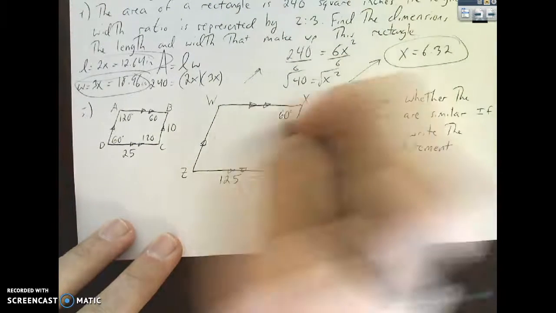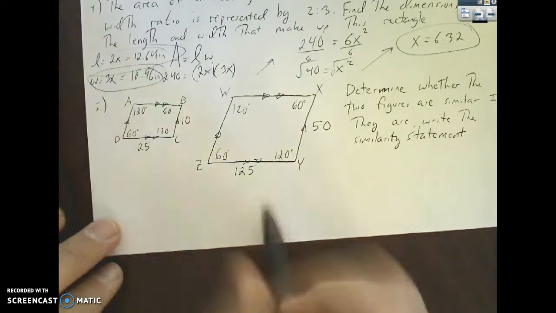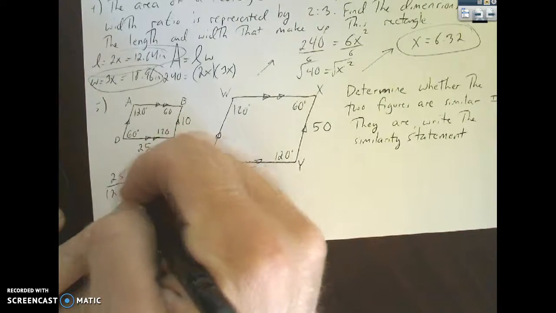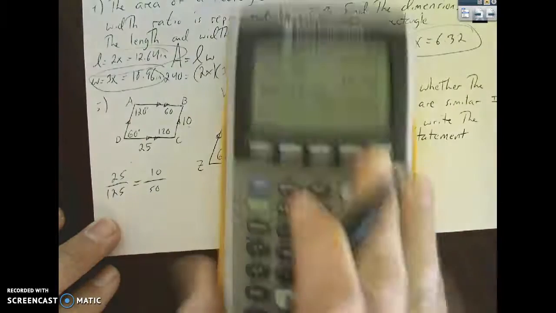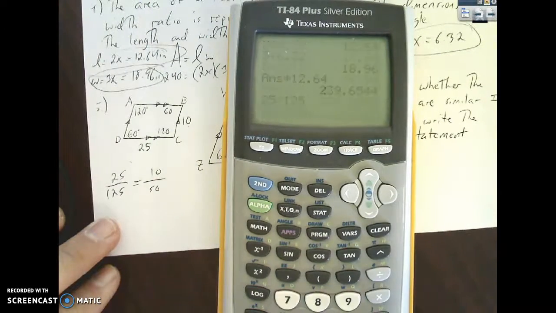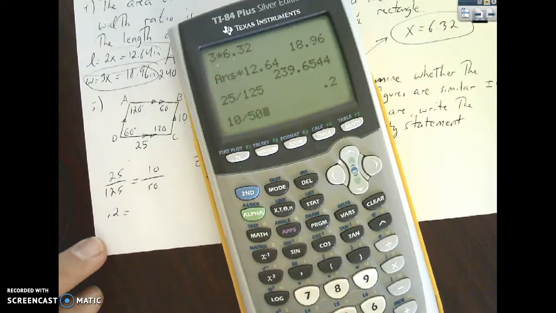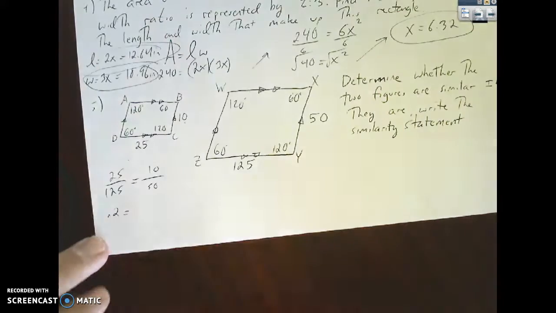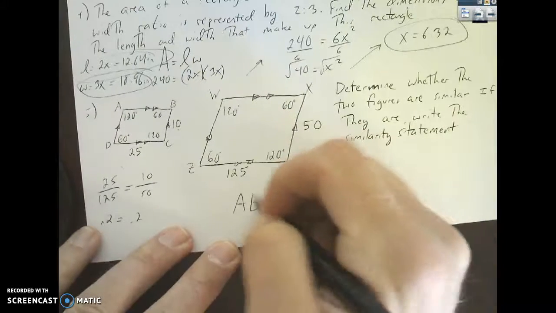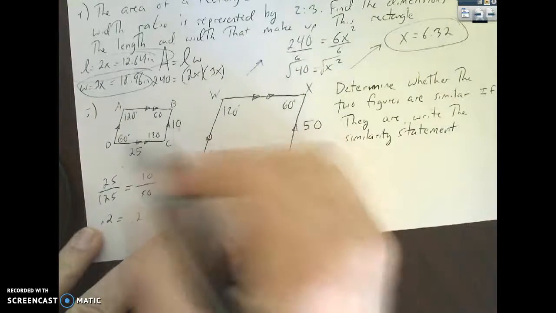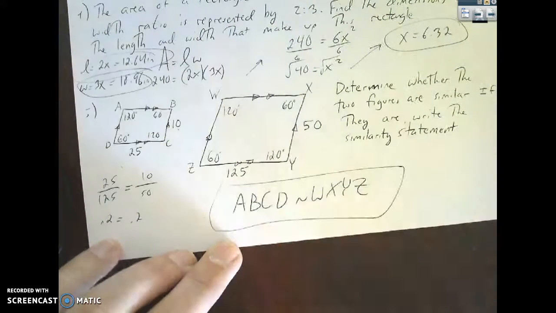Okay, so if this is 60, this is 60, this is 120, so I can compare all the sides. I can say 25 over 125 equals 10 over 50. Now at first glance it might look kind of crazy, but if I do this, I get 0.2, and 10 divided by 50 equals 0.2 as well. So they both work. Now I've got to write out a similarity statement. I can say ABCD is similar to WXYZ, and we're all good.